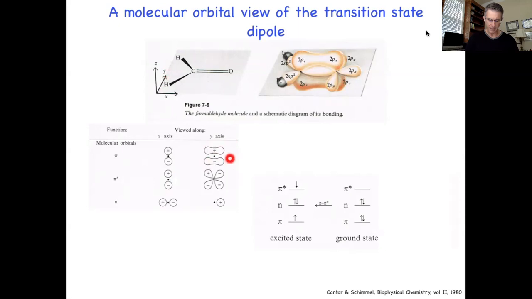Instead of this nice extended lozenge, you get this additional node that pops up in between and splits things. Each of those lobes now splits into sort of a positive and negative, positive and negative. So you get this splitting pattern, right, in terms of the electron distributions, looking down the y-axis there, right?